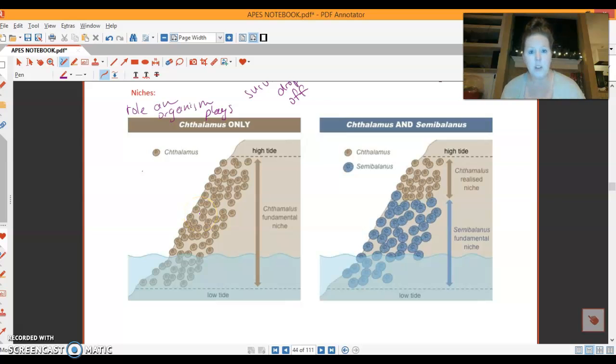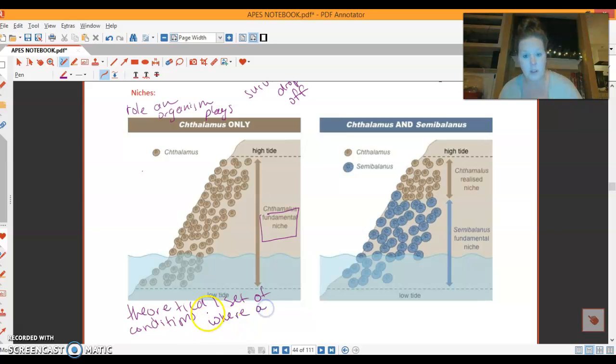So, when we look at the brown one, this shows us what we call the fundamental niche. The fundamental niche is the theoretical set of conditions where a species can live. So we can hypothesize all day that this brown species of barnacle can live all up and down this rocky cliff. It can live underwater, it can live above water, it's everywhere, okay?